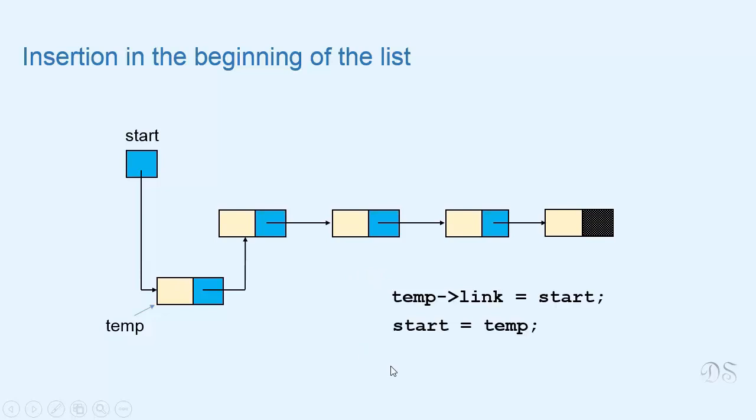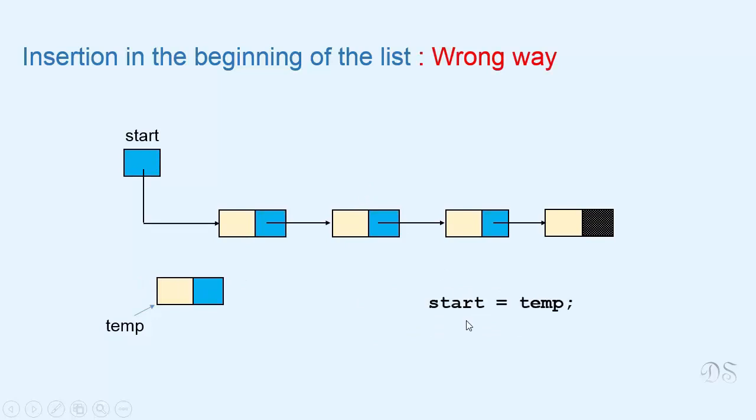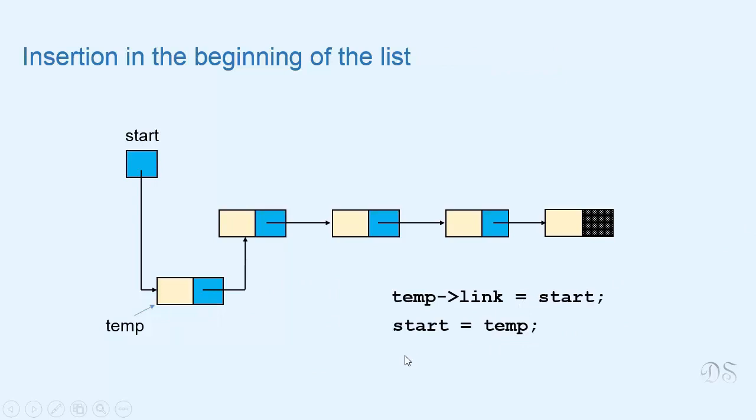So these are the two statements that we need to write for inserting a new node in the beginning of the list. The order of these two statements is important. Let's see what happens if we change their order. So here first we are writing start equal to temp. So start points to this node. Now we can see that the link to this part of the list is broken. And now if we write temp link equal to start, this node will start pointing to itself. And whenever we process the linked list, we'll be stuck in an infinite loop. So this is the correct way of inserting a new node in the beginning of the list.